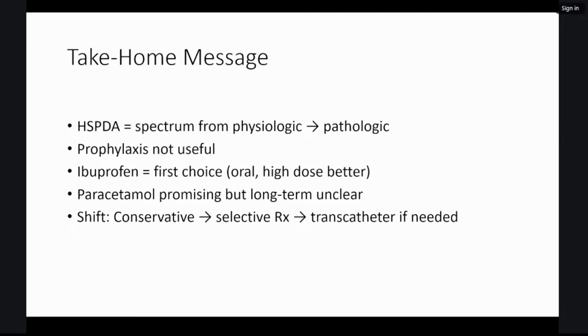So, take home messages. Hemodynamically significant PDA is a spectrum ranging from physiological aspects to a pathological variant resulting in various morbidities and mortality in the neonate. Prophylaxis is most often not always useful.